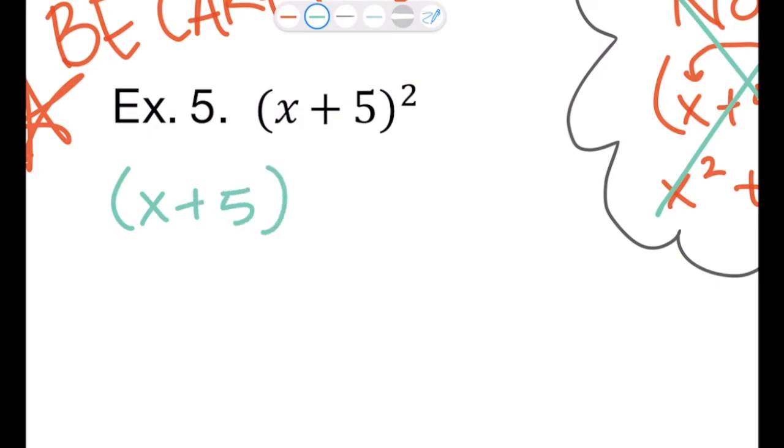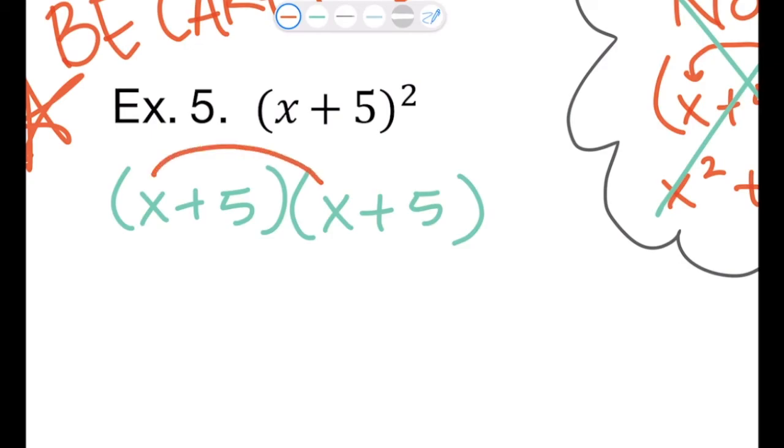So I want you to think about what this means. It's the binomial x plus 5 squared. When I square something, I multiply it times itself. So now this is really what we're doing. So we have a binomial times a binomial. So we can FOIL it or do the box method.